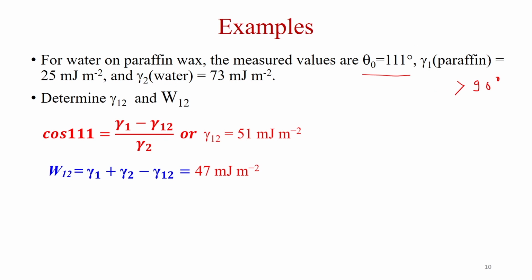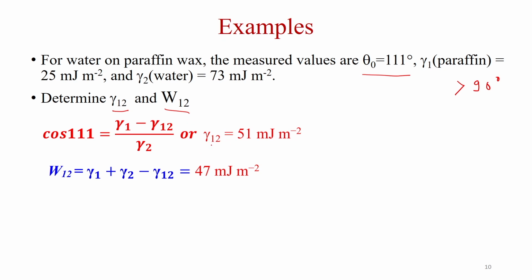And here the surface energy of the solid is 25 and surface energy of liquid is 73. So, we need to determine the interfacial tension, gamma 12, and work of adhesion. If you apply simply Young's equation, it says cos theta is equal to gamma SV minus gamma SL divided by gamma LV.